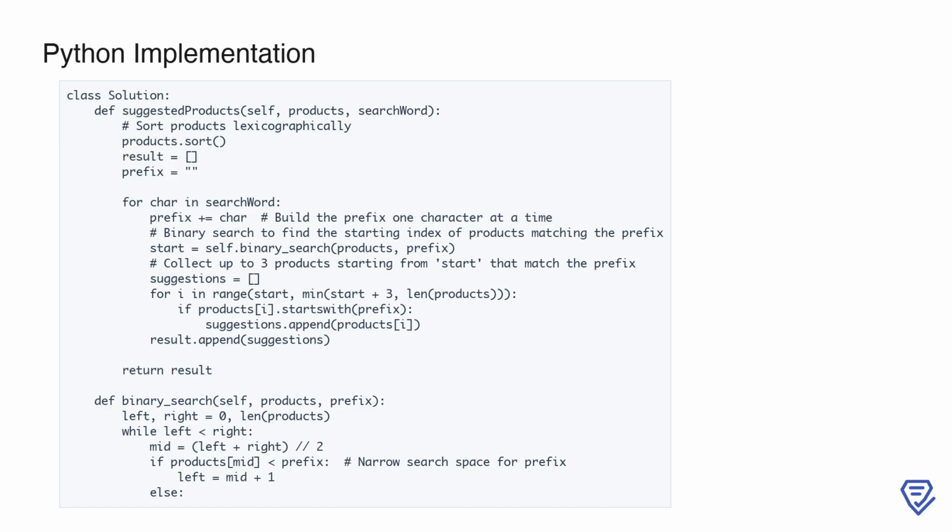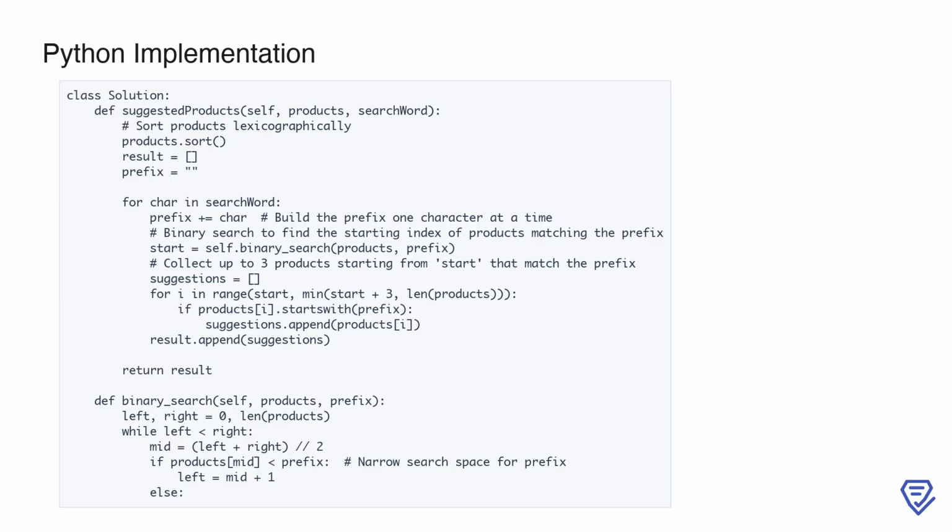We then initialize an empty result list to store the suggestions for each prefix, and a prefix string to build the search prefixes dynamically. As we iterate through each character in the search word, we append the character to the prefix and use a helper method, binary_search, to find the starting index of products matching the current prefix. From this starting index, we collect up to 3 products that begin with the prefix and add them to the result list. Finally, the result list, which now contains suggestions for all prefixes, is returned.